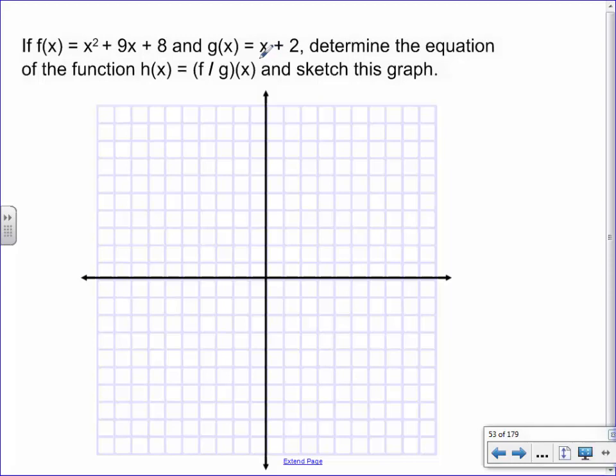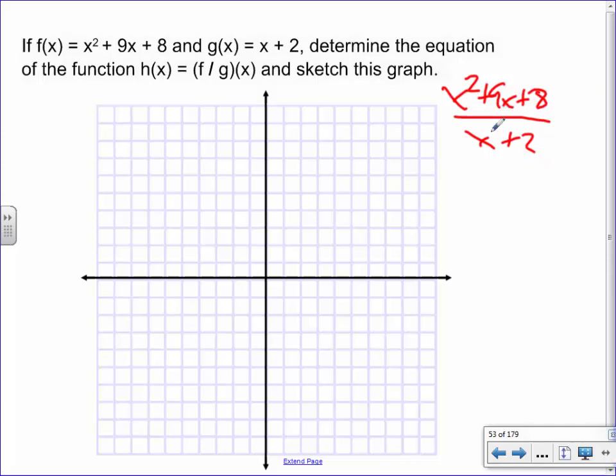Now, rather than doing it point by point, let's try a different strategy here. What if I wrote it like this? x squared plus 9x plus 8 over x plus 2. Does that make sense how I wrote it there? What is the one number we can't use? Negative 2, right? Hopefully we're all in agreement we can't use negative 2. However, this one's going to be the other example.